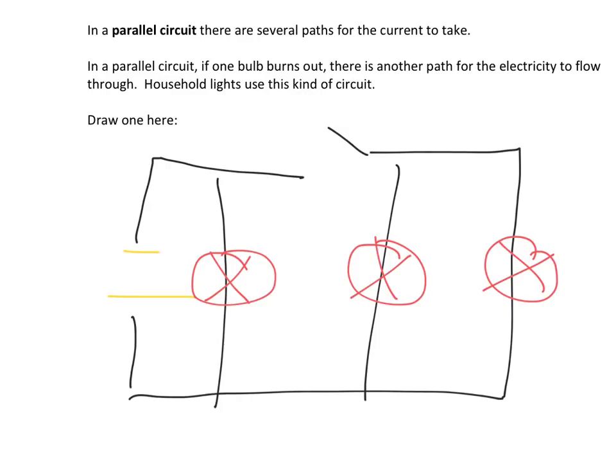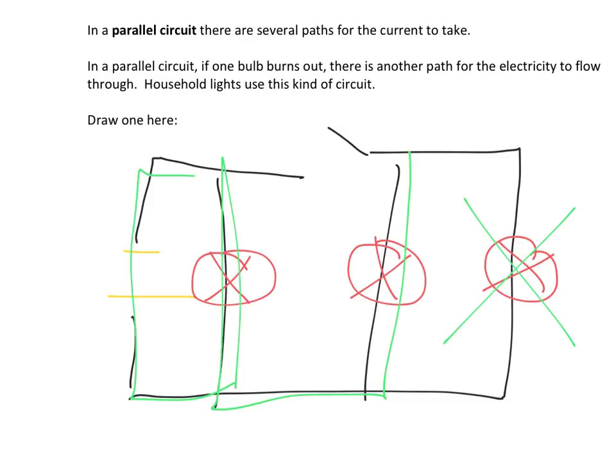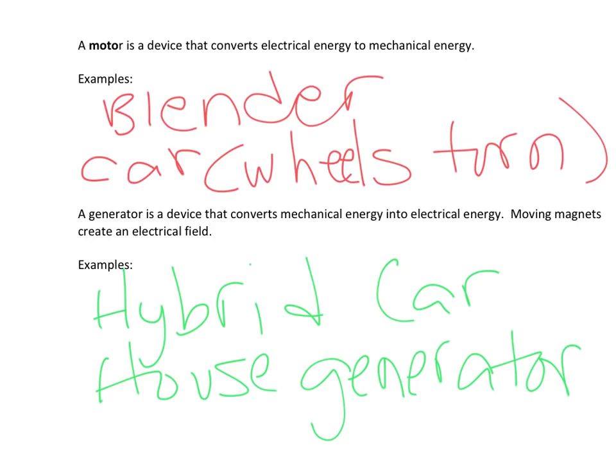And you can see that as the electrons are flowing through this circuit, if it just so happens that this one bulb here burns out, there's still plenty of space here for the electricity to flow through the other bulbs. So the other 2 bulbs will stay lit. This obviously is the most useful kind of circuit. It wouldn't make a lot of sense to have a series circuit in your house.